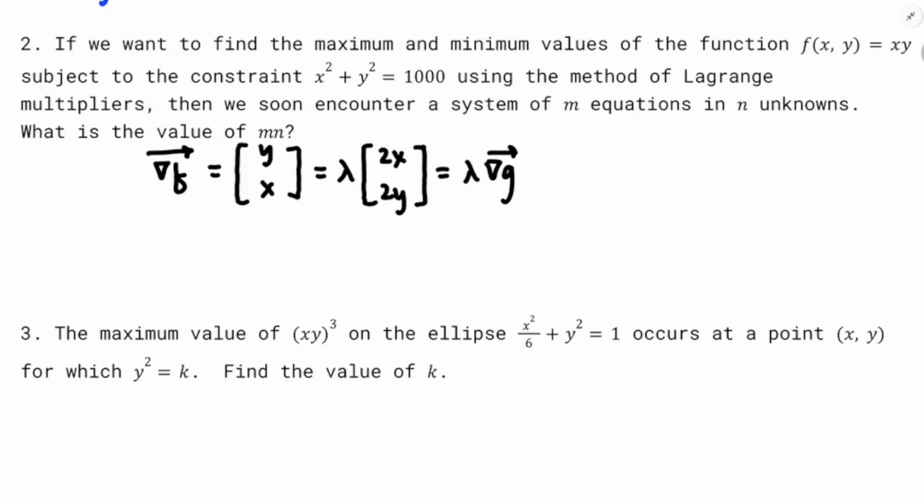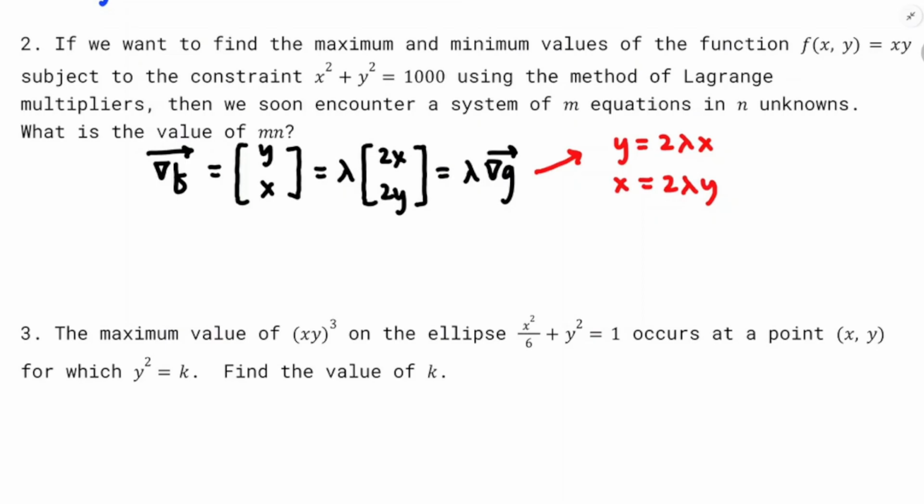So, okay, what this is telling me is I know that y equals 2 lambda x, and also x equals 2 lambda y. And usually what we do is solve for lambda and set them equal to each other. That's one way that works oftentimes, but not always. What was I thinking? I lost myself. But either way, I've got x and y and lambda.